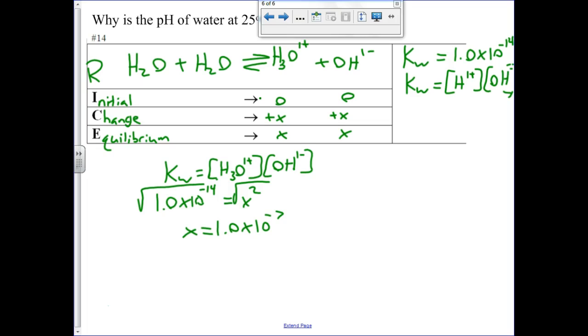So we just solve for X. We just solve for what the hydronium ion concentration is at equilibrium, and we solve for what the hydroxide ion concentration is at equilibrium. They're both the same. This equals 1.0 times 10 to the negative 7.